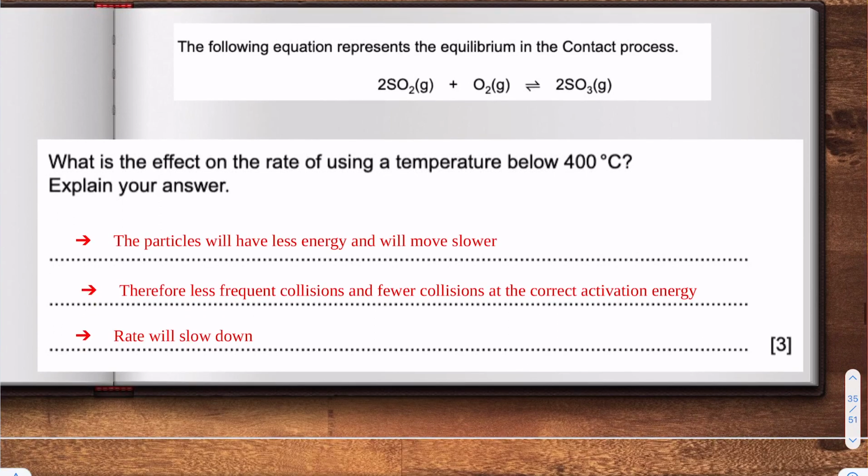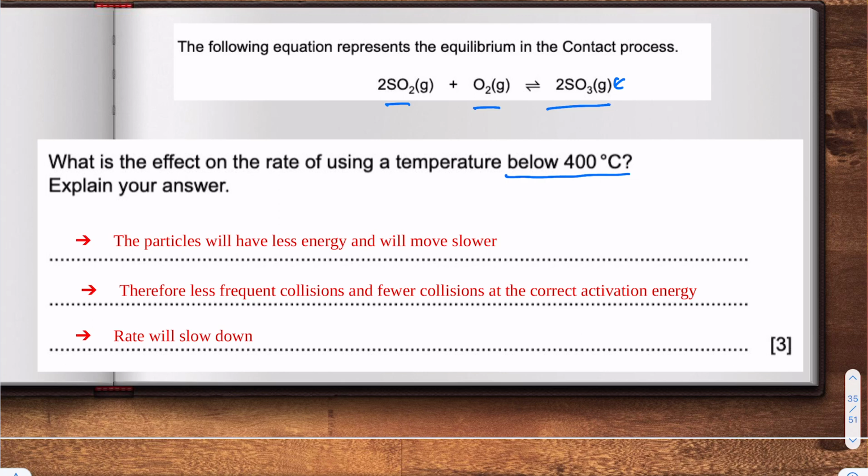Have a look at this question. This is the kind of question that's going to come up. The following equation represents the equilibrium in the contact process. So you can see that 2 sulfur dioxide molecules plus 1 oxygen molecule makes 2 sulfur trioxide molecules, and it's important to note that everything is a gas. Explain the effect on the rate using temperature below 400 degrees. So we're going to underline that because it's below 400 degrees. So it's saying, what if we used a really low temperature, or we dropped the temperature?